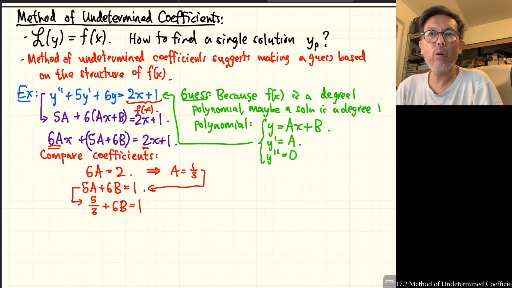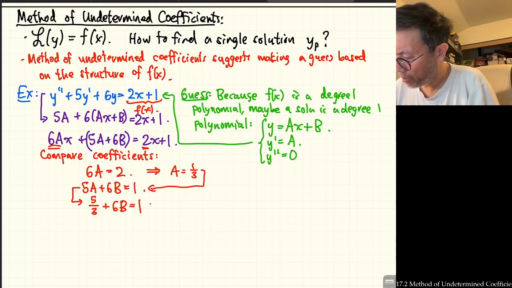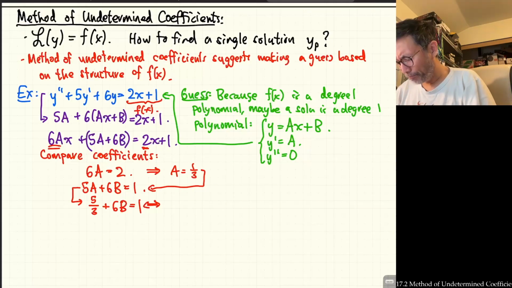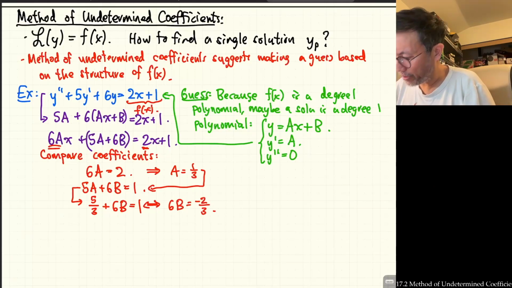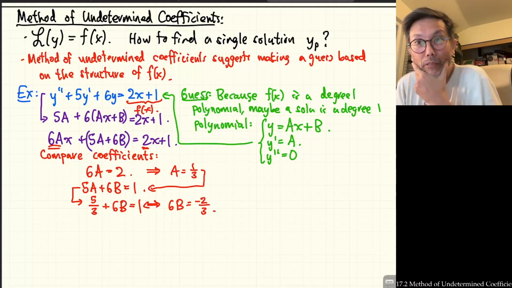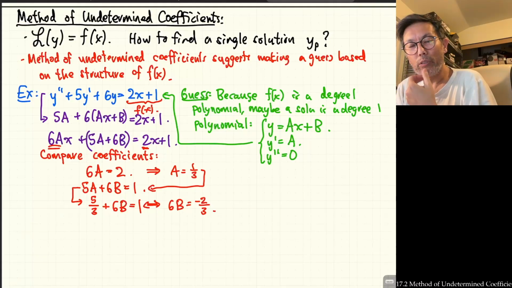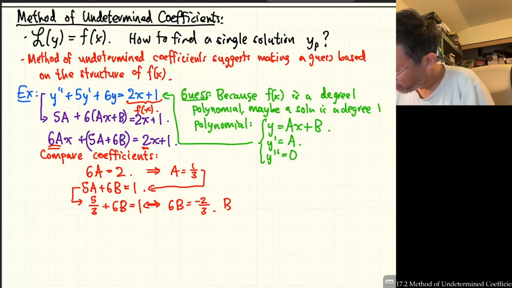And this is now child's play, isn't it? Oh gosh, I hope so. I think this implies, and is implied by, 6b equals negative 2/3. Man, it would be embarrassing to mess this up. I don't know. And then we divide both sides by 6. And I think we get negative 2/9.